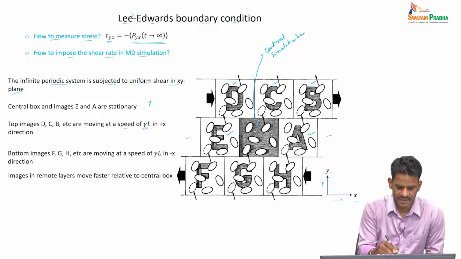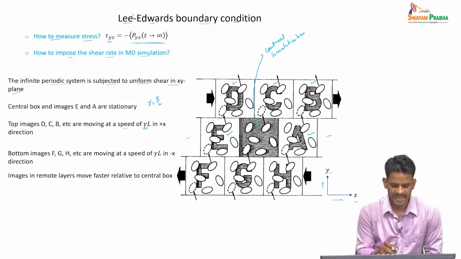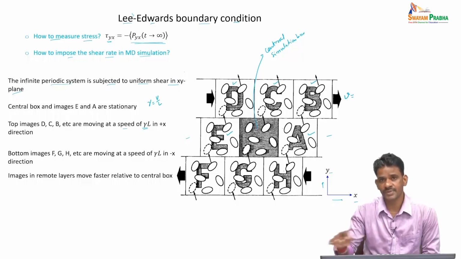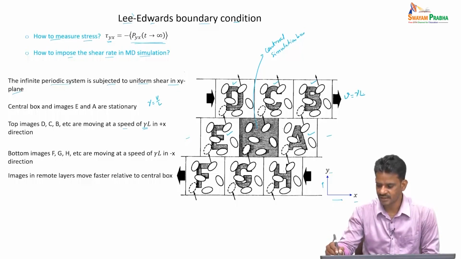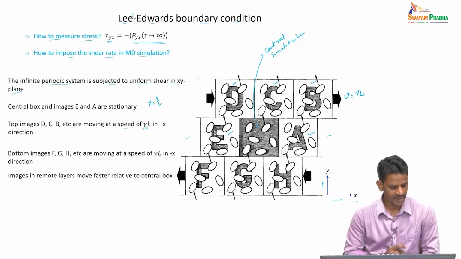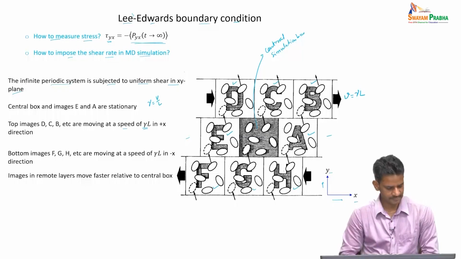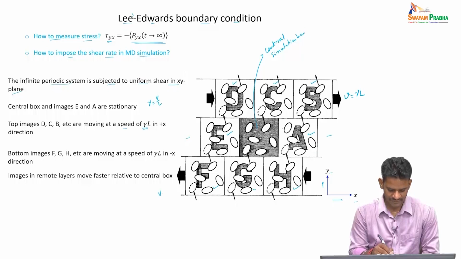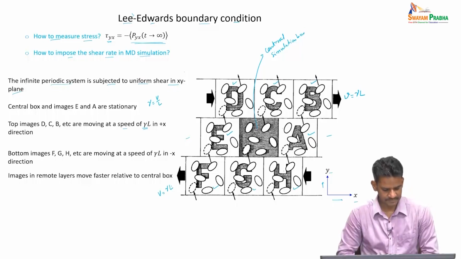So, remember gamma here is the shear rate, and gamma times L will be the velocity with which these top simulation box image boxes are translating from left to right, whereas the bottom images, that is F, G and H, are moving from right to left at the same velocity v equal to gamma times L.